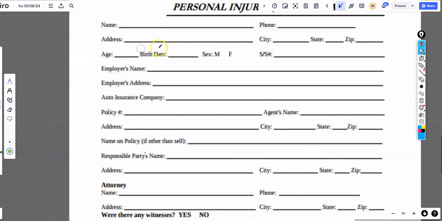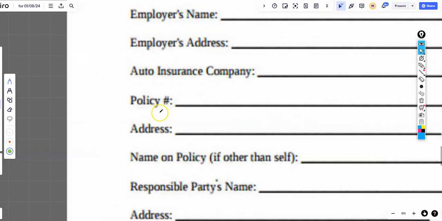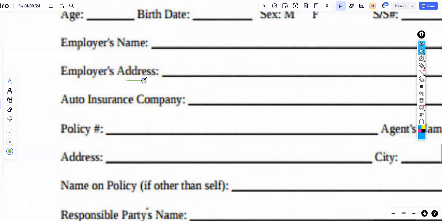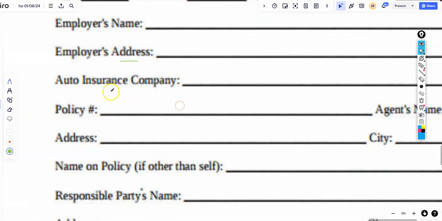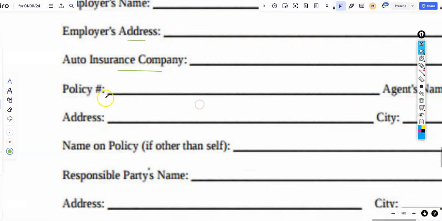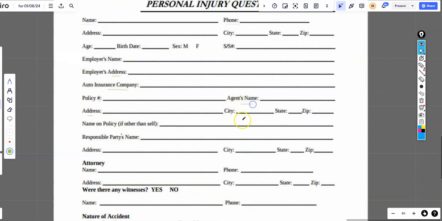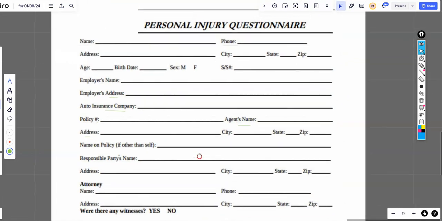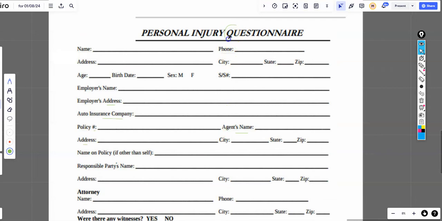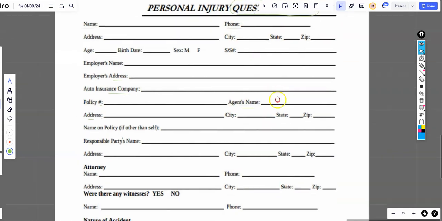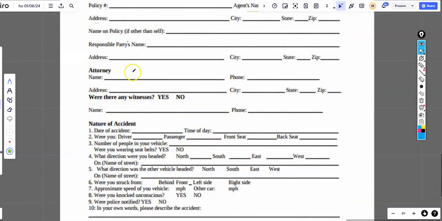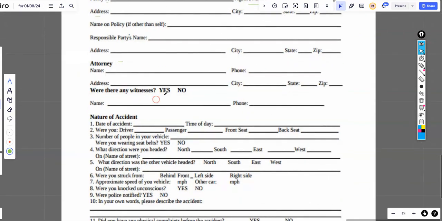The age, the birth date, employer's name, employer's address, we talked about those. The insurance company they have, you want to do research on that. Get their policy number, address, name on the policy, agent's name. There's a lot of information that you want to give this questionnaire to your client before you actually initially meet with them, so that they have time to think about these questions and fill them out properly. Okay? The name of the attorney, the address, were there any witnesses, and that way you can do more research on the witnesses and get more information from them.